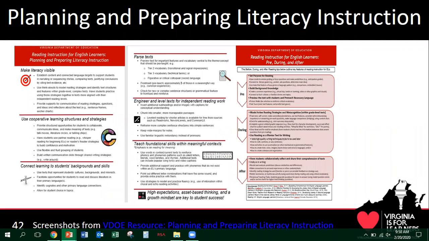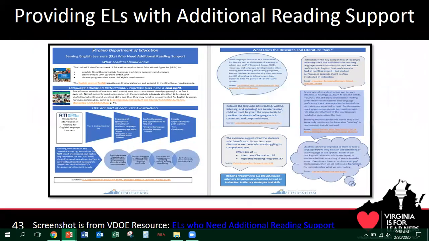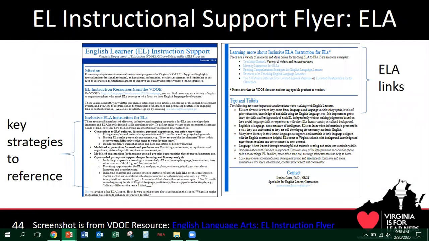Just a screenshot of the other documents that I referenced so that when you pull them up online, you know what you are looking for. Here's a flyer that again has some links to specific instruction about English language arts.